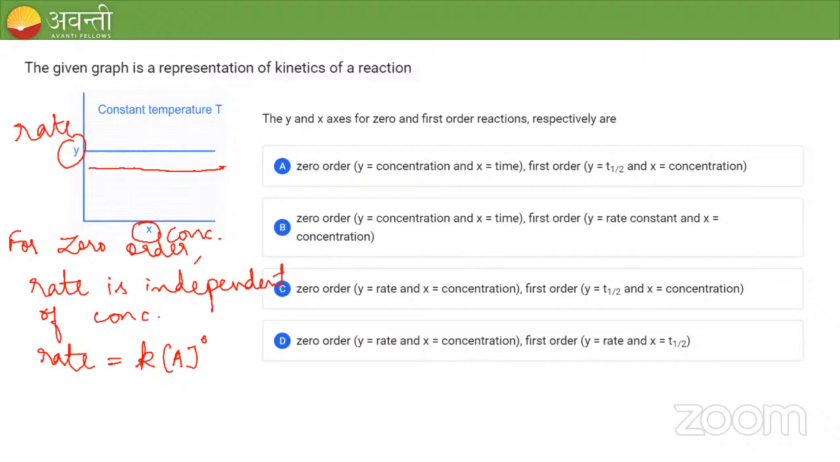Clear for all of you? So the x-axis can be the concentration and y-axis can be rate. So either option C or D should be the correct answer for this question. Now you try for first order and tell me whether option C or D is correct. For first order reaction, which is independent of what? Think of it and get the answer.